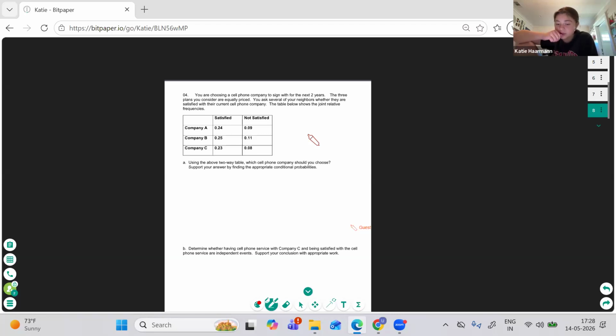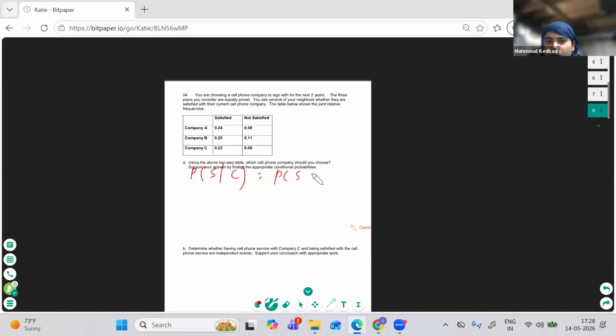Well, company B has the most satisfied and the most unsatisfied. Yeah, you need to think of it as a whole. It's a conditional probability. So you say, what's the conditional probability somebody is satisfied given they're from a specific company? So you need to find the whole thing first. That's going to be probability of S intersection C over probability of the company. So the denominator is the whole thing, satisfied plus not satisfied.